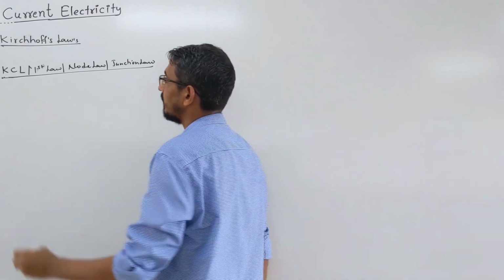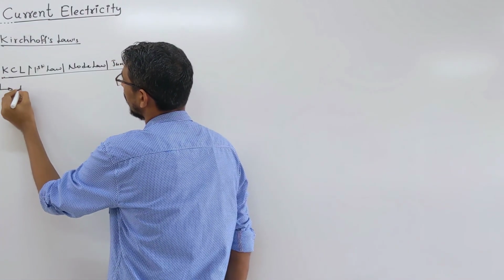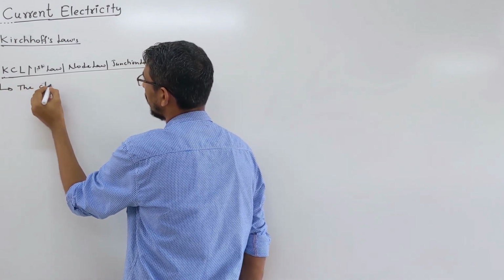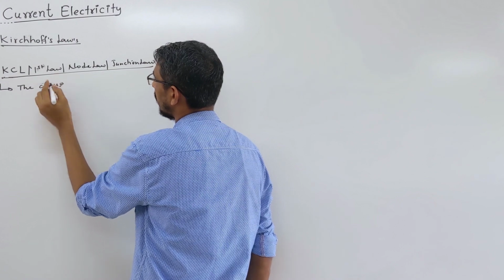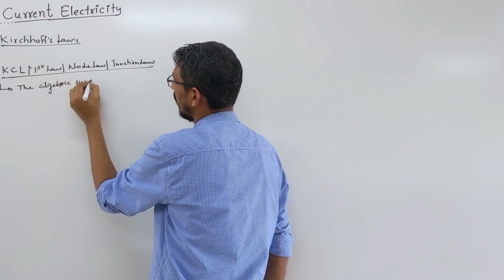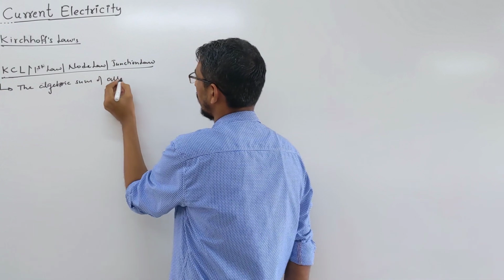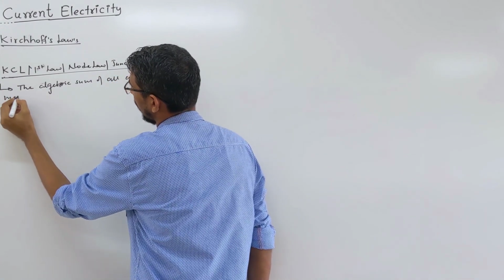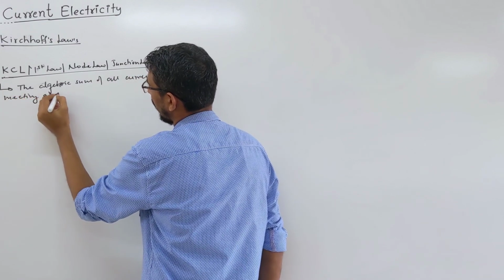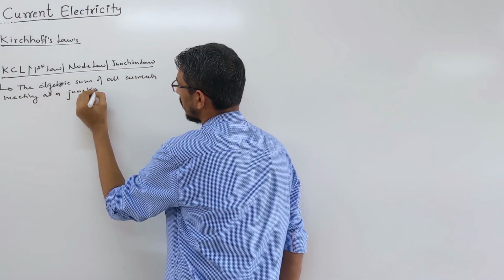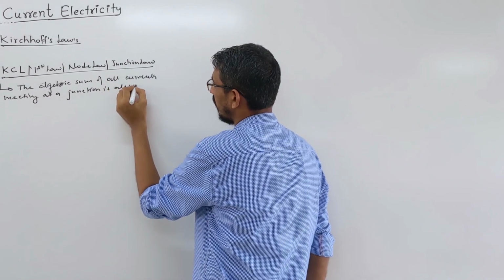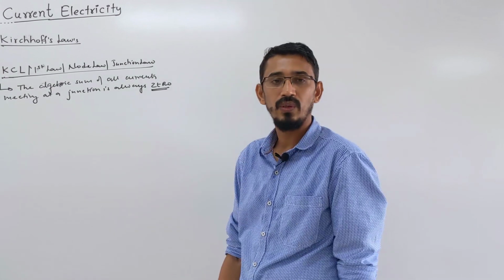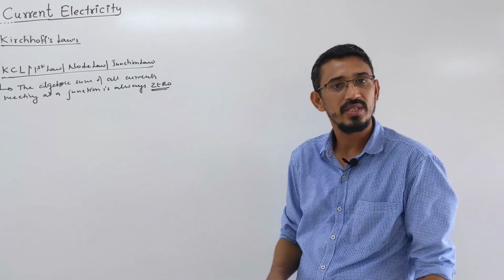Let me write a few words here about what this law says. The algebraic sum of all currents meeting at a junction is always zero. The sum of all the currents meeting at a junction is always zero.